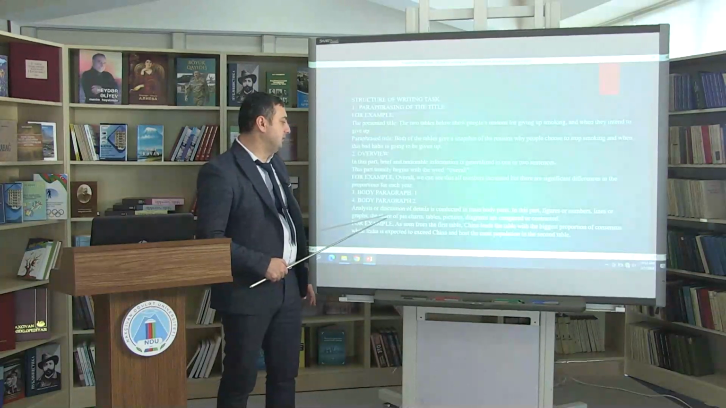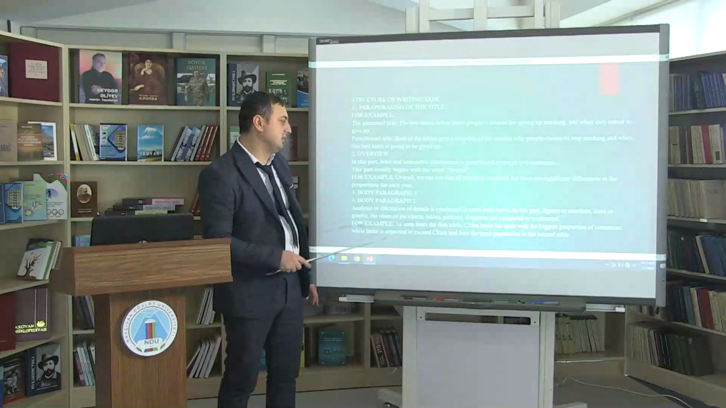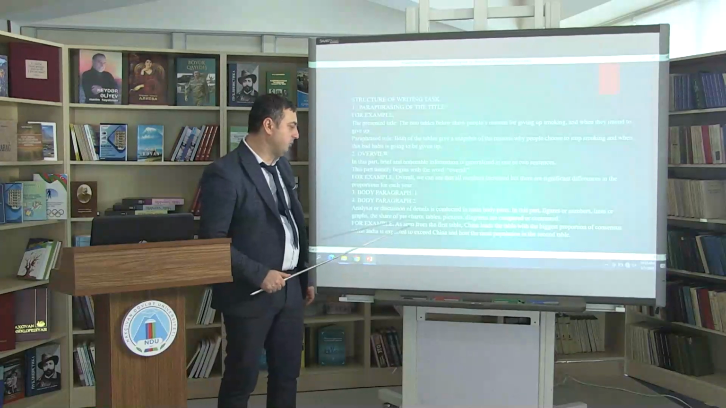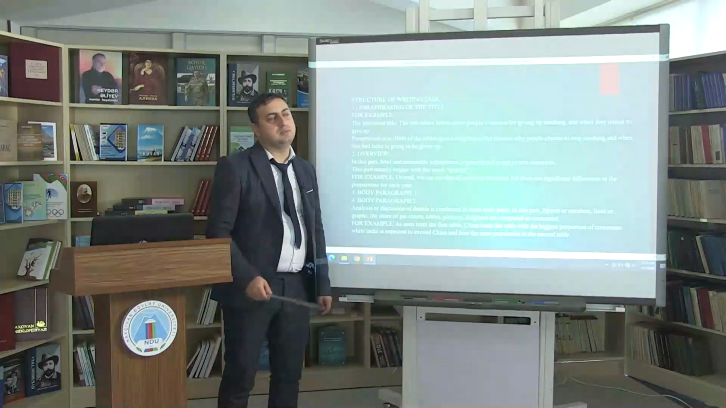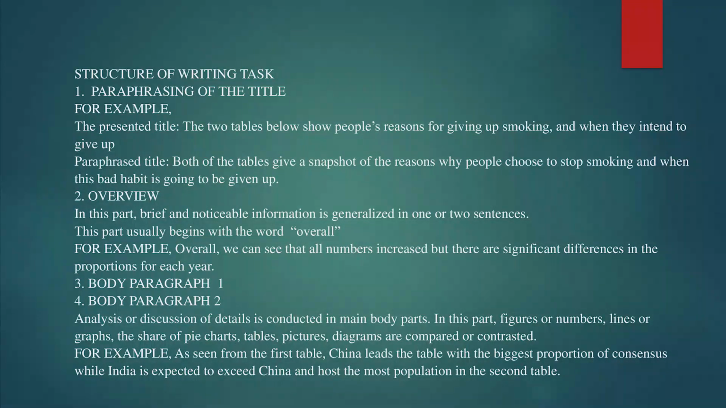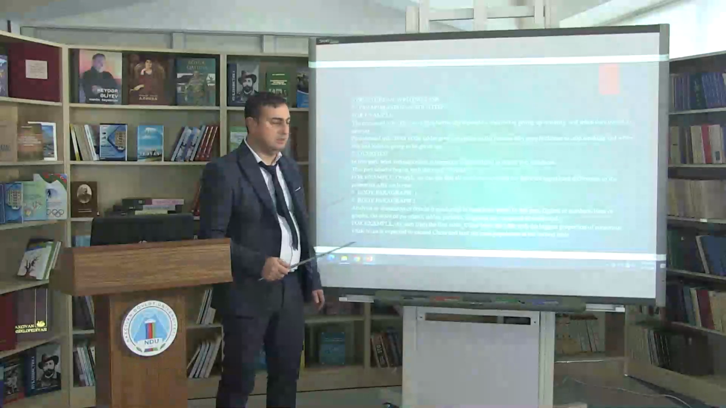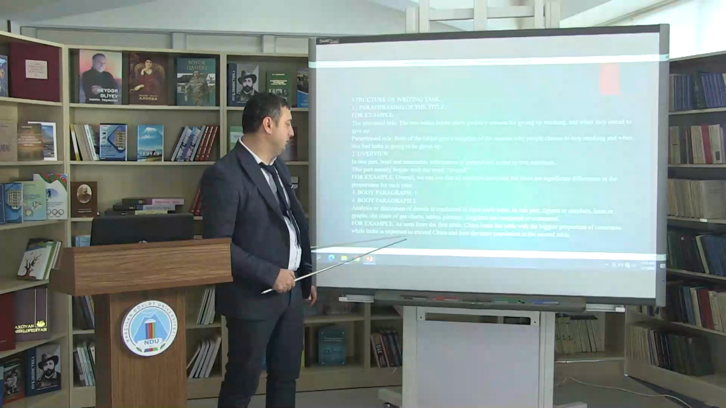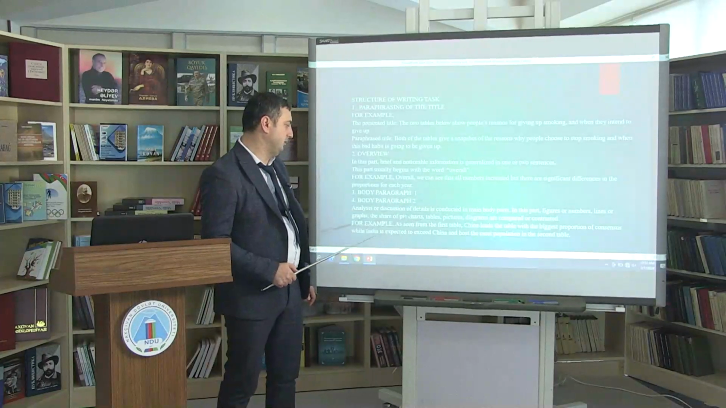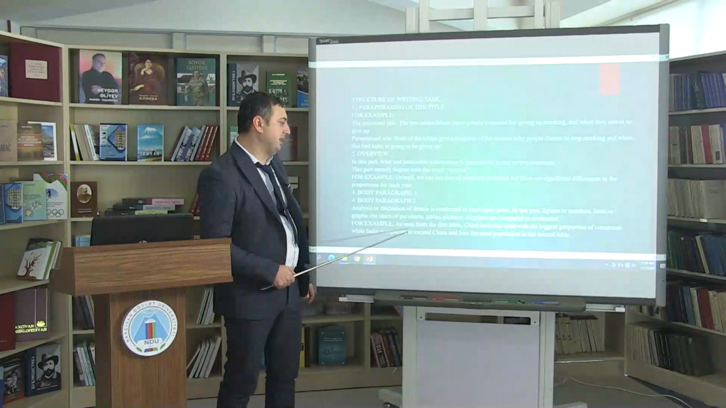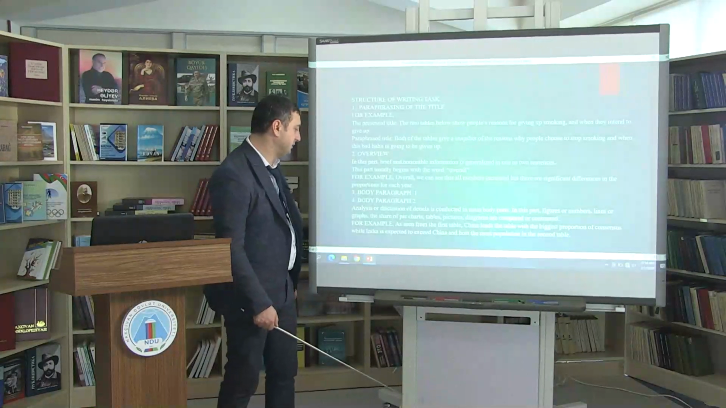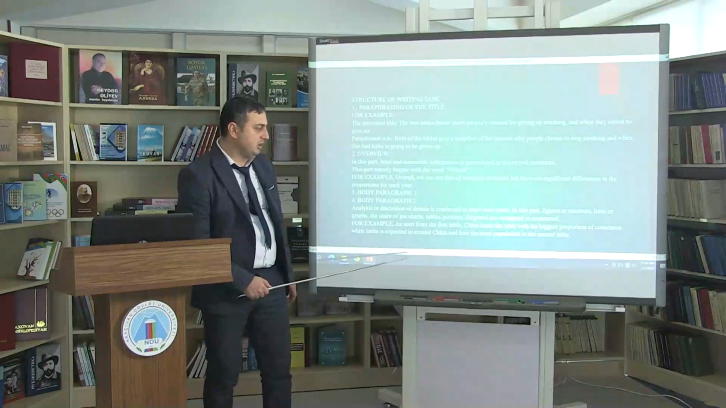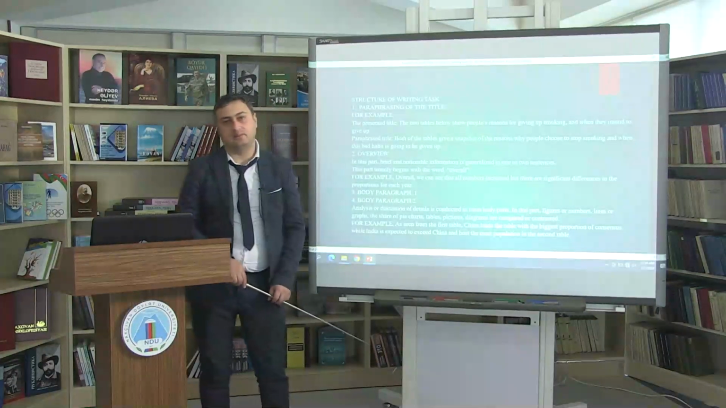Then the analysis and discussion of the details is conducted in the main body parts. In this part, figures or numbers, lines or graphs, the share of pie charts, tables, pictures and diagrams are compared or contrasted in order to give detailed information. As seen from the table, in the first table China leads with the biggest proportion of the census, while India is expected to exceed China and host the most population in the second table.